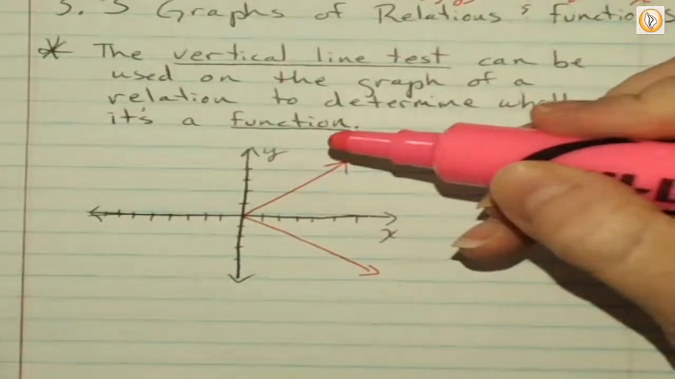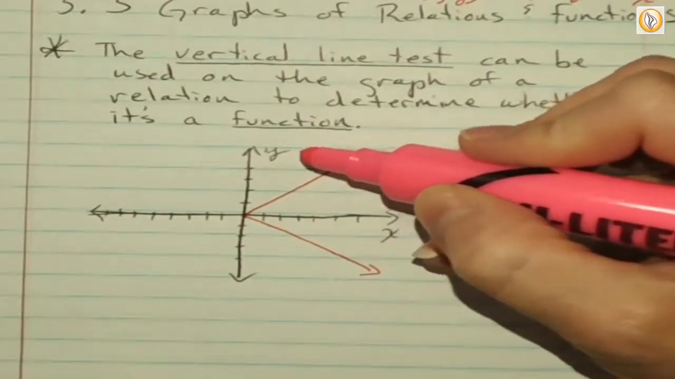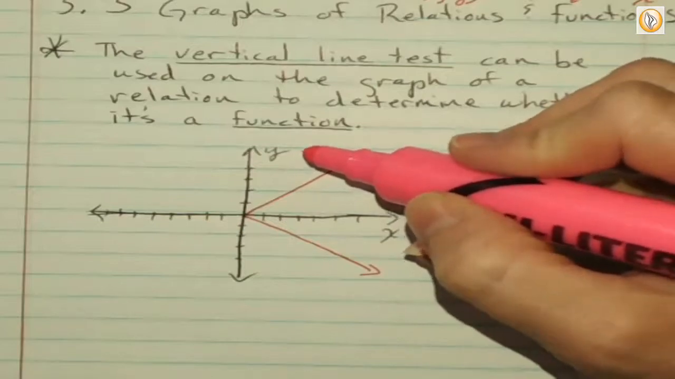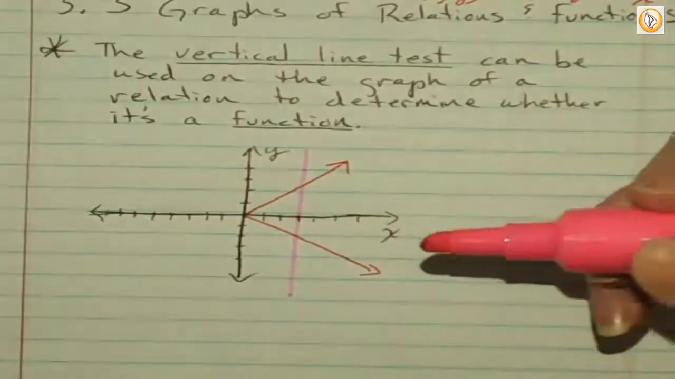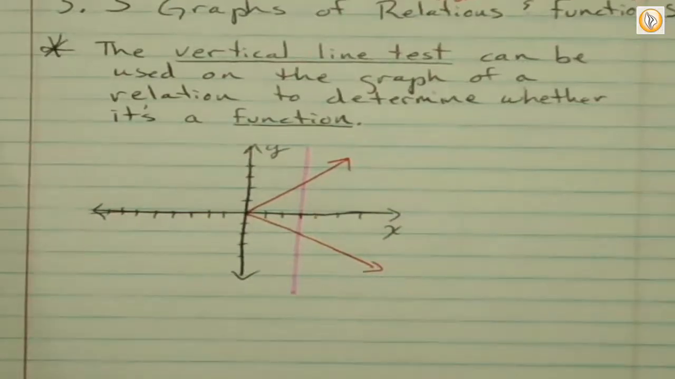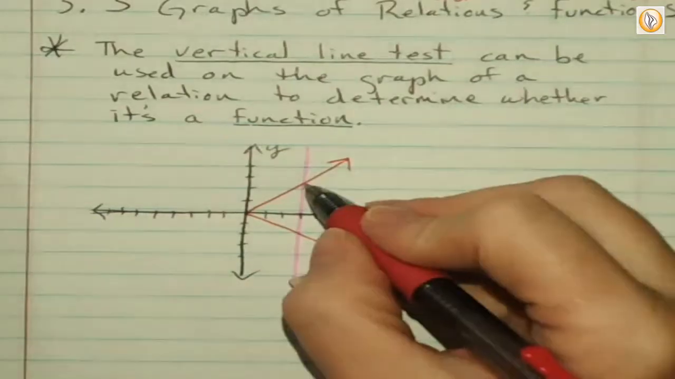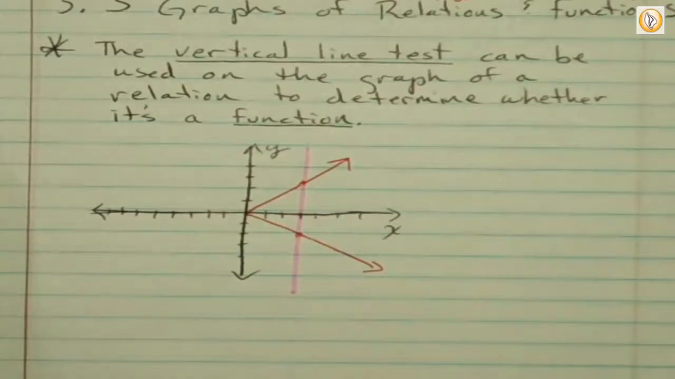If you take your pencil, pen, whatever, highlighter, and you can draw a line straight down, not angled, if you can draw a line and it crosses the graph, not the Cartesian plane, but the graph in two places, it is not a function. Notice it crosses right here and here. Therefore, it is not a function.